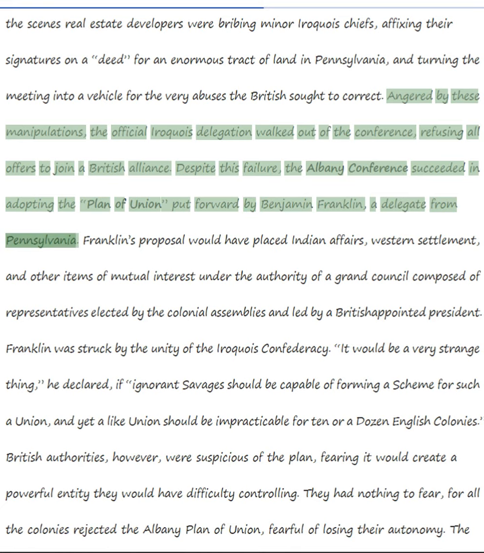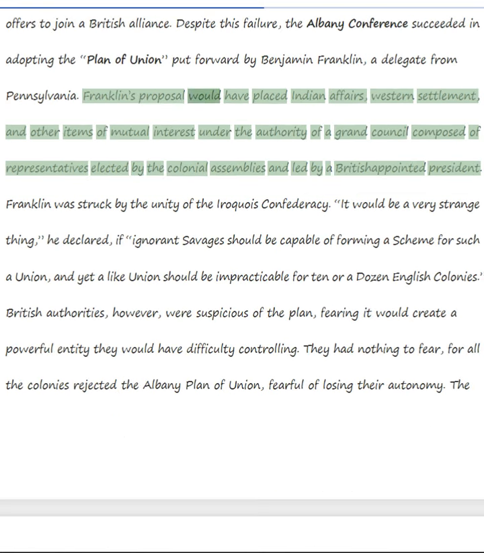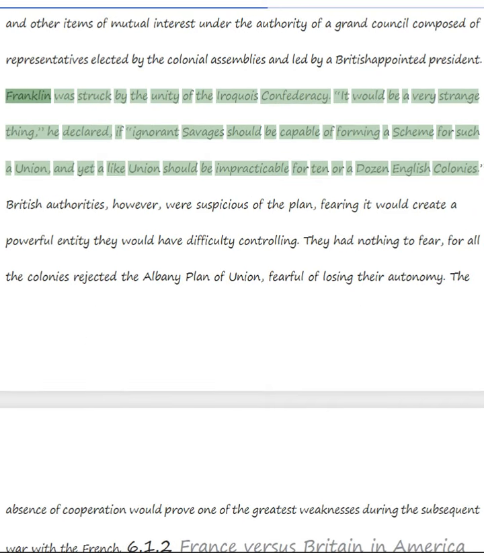Franklin's proposal would have placed Indian affairs, Western settlement, and other items of mutual interest under the authority of a Grand Council composed of representatives elected by the colonial assemblies and led by a British-appointed president. Franklin was struck by the unity of the Iroquois Confederacy. It would be a very strange thing, he declared, if ignorant savages should be capable of forming a scheme for such a union, and yet a like union should be impracticable for 10 or a dozen English colonies.